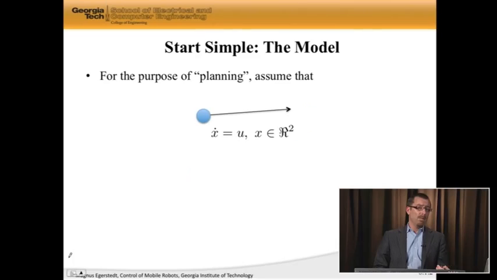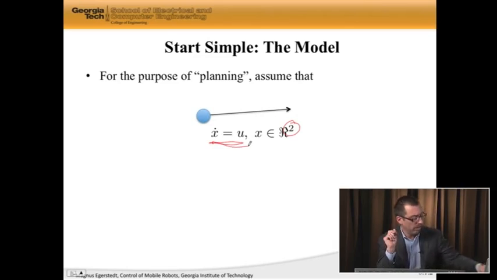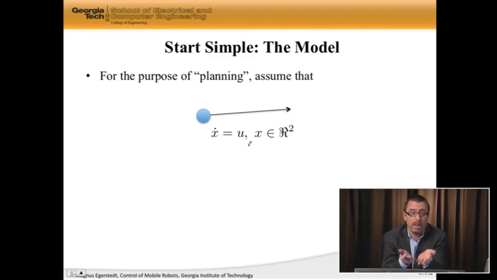So first we need a model, and in fact, almost always it pays off to start simple. So we're going to start with our old friend, this point. So the position of the robot is x. So x is in R2, meaning it's a planar position. And I'm saying that I can control the velocity of this robot directly. Now, the Khepera robots, as we've seen, are differential drive robots. You can't really do this. Instead, you have to control translational velocities and rotational velocities.